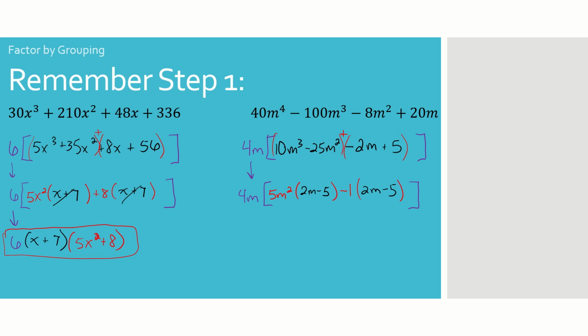So 2m minus 5 matches 2m minus 5. We're going to come down to the next line, bringing our GCF along, 4m. Then we're going to write the same parentheses, so 2m minus 5. Take that out, and that will leave us with what's left over, which is 5m squared minus 1. There is our factored answer.